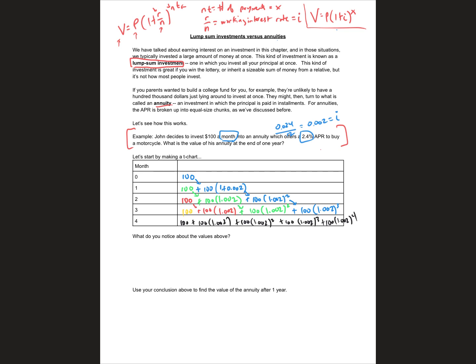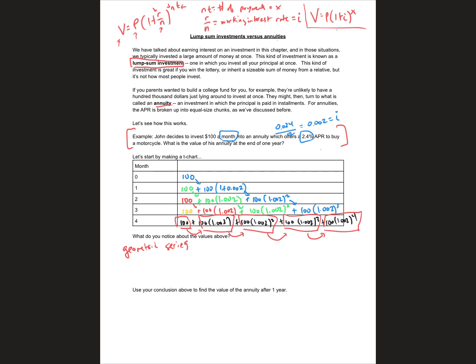So if you look at this thing we've got for the fourth month, you notice we have a bunch of things added together that all fit sort of the same pattern. And the pattern is we start with 100, and then we multiply by 1.002, multiply by 1.002 again, and again, and again. So this is what we talked about in the last section. This is a geometric series.